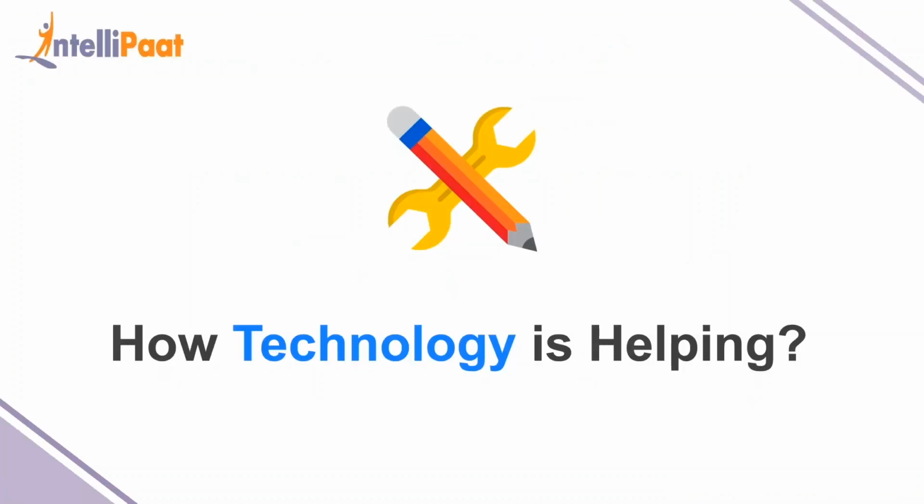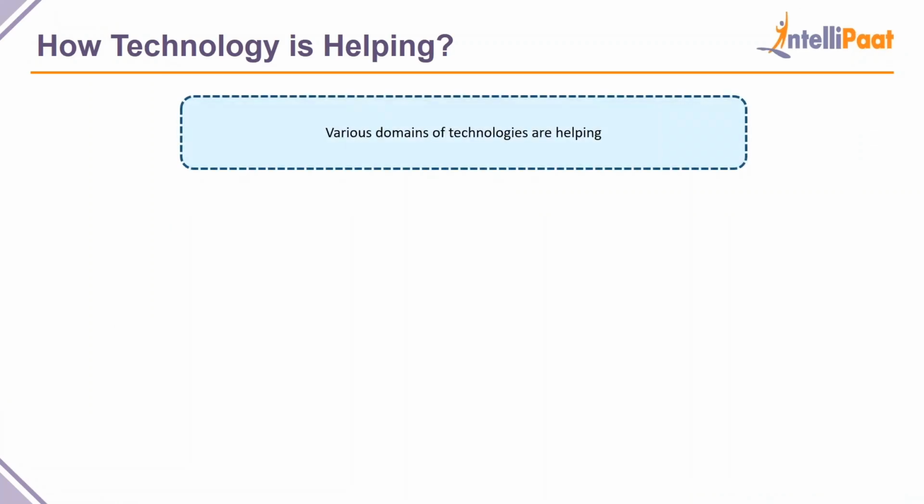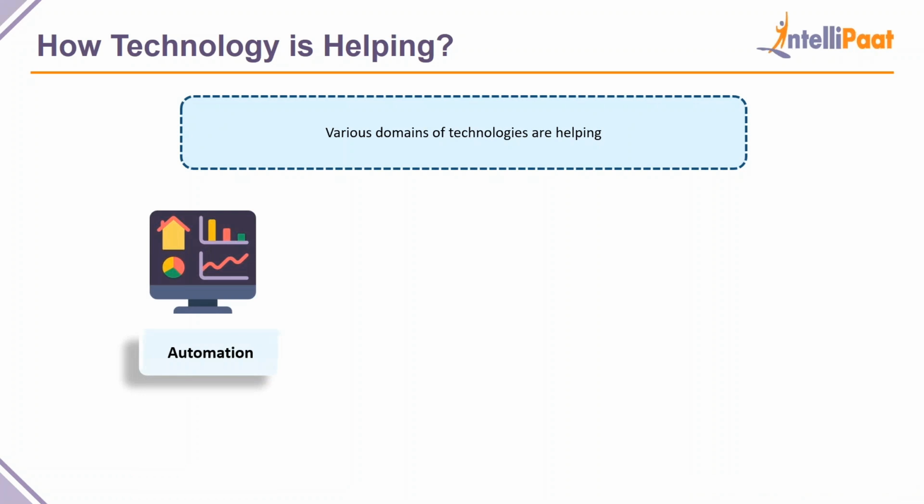So how is technology helping in this? Technology is an incredibly important part of our daily lives, and in this testing time of coronavirus lockdown, technology is helping us immensely. There are several technologies that are helping us in numerous ways. Here are a few of them. So various technological domains are helping us. Let's take a look at them. The first one is automation.